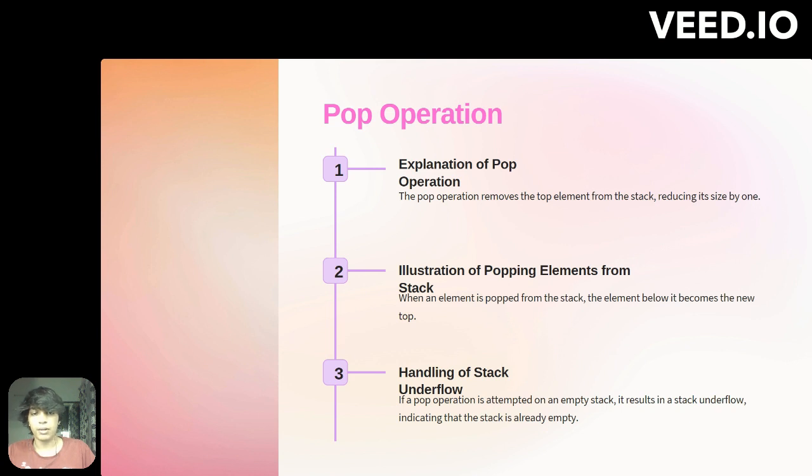Pop operation. Explanation of the pop operation. The pop operation removes the top element from the stack, reducing its size by 1. The illustration of popping elements from a stack: when an element is popped from the stack, the element below it becomes the new top.